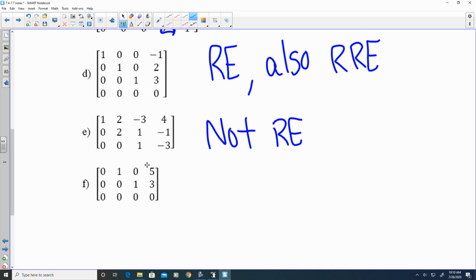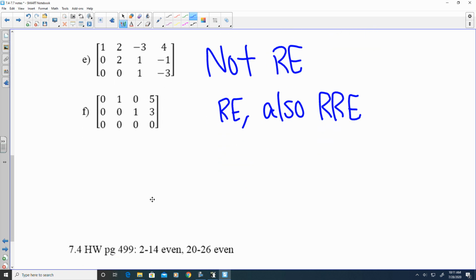And then letter F does have leading 1s. The bottom row is all zeros, which is okay. The leading 1s are moving down in that step motion that we like, so it is row echelon. And because all the leading 1s have zeros above and below, this is also reduced row echelon. And that was it for introducing matrices in section 7.4.